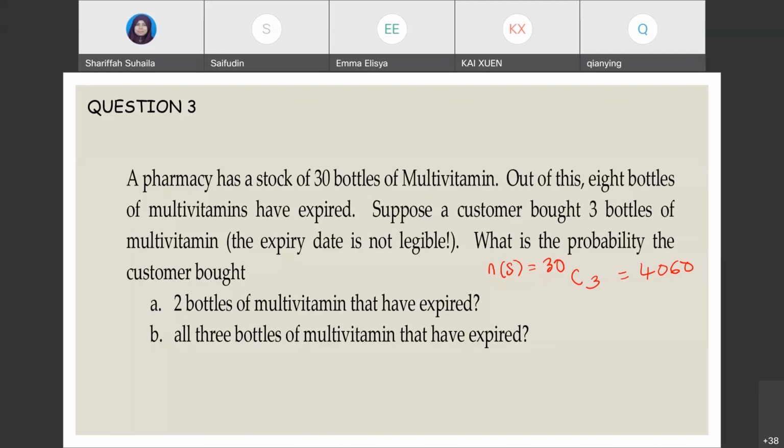Okay. So from 8 bottles, you will choose 2, multiply. So again, 30 minus 8, so you have 20. Choose another 1, divide by 30 choose 3. So is it that one your answer? Betul tak? Okay. Apa jawapan dia? 0.1517.